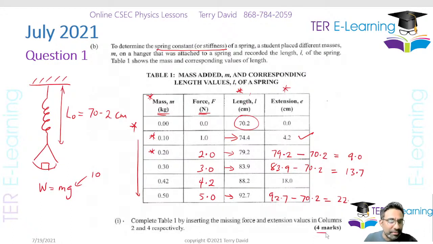Right, so this is it. This is it for 4 marks. That's all you need to do to follow this table, right? You need to convert your kilograms to newtons by multiplying by 10, and then we need to find the extension for each of those things there. Now, what else do they want us to work out here?